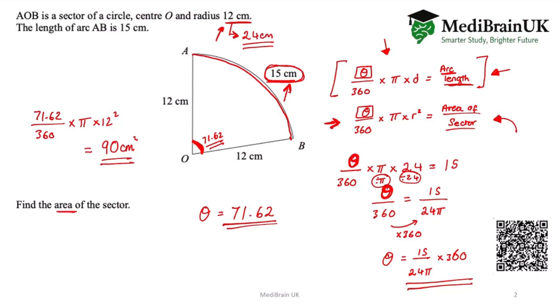Now it says work out the area of the sector. So now we've worked out the angle, we can use this formula over here to work out what the area of the sector would be. So it would be 71.62. That's what our angle is that we've just worked out over here. So 71.62, and that's over 360. Then you multiply it by pi, and then you multiply it by the radius squared. And we know that the radius is 12 centimeters as given in the question. And then if you type that into your calculator, you get a good answer of 90 centimeters squared, and that's what the area of the sector would be.